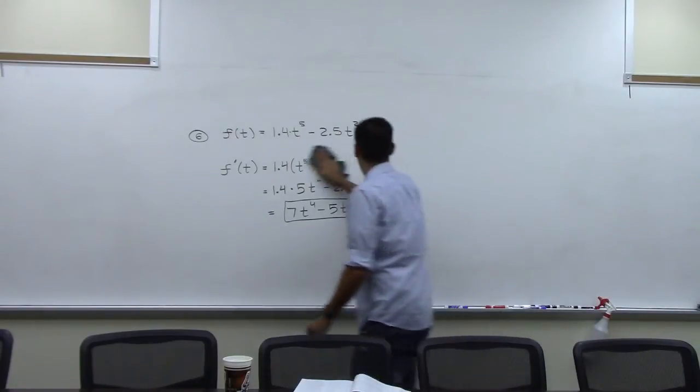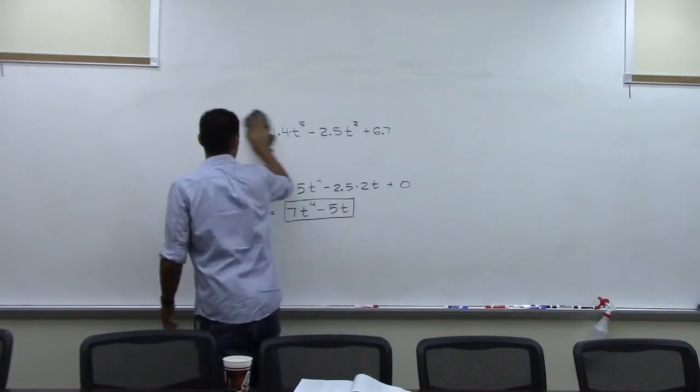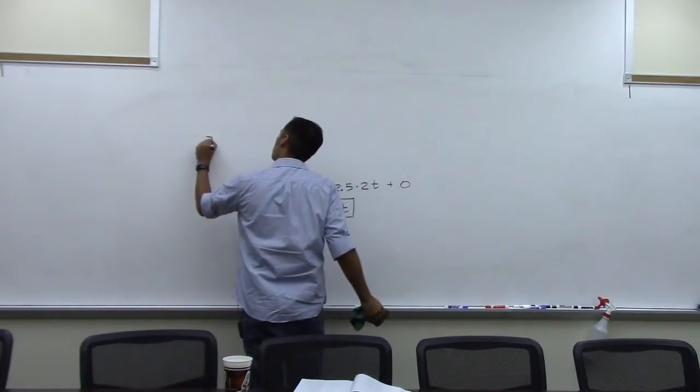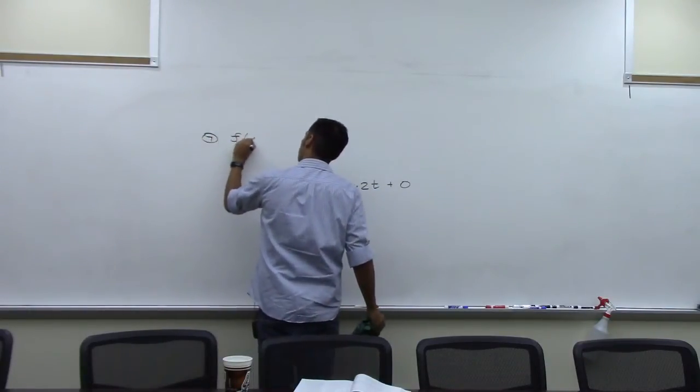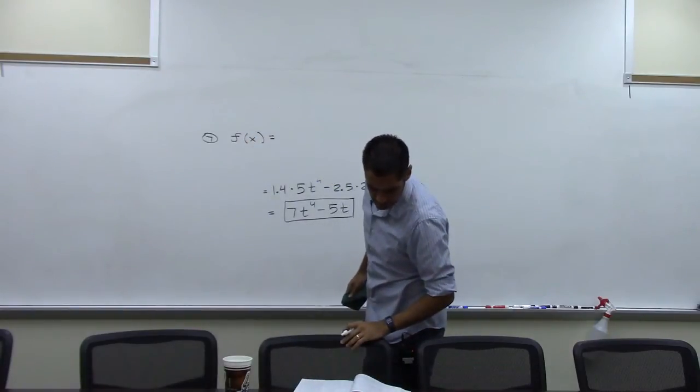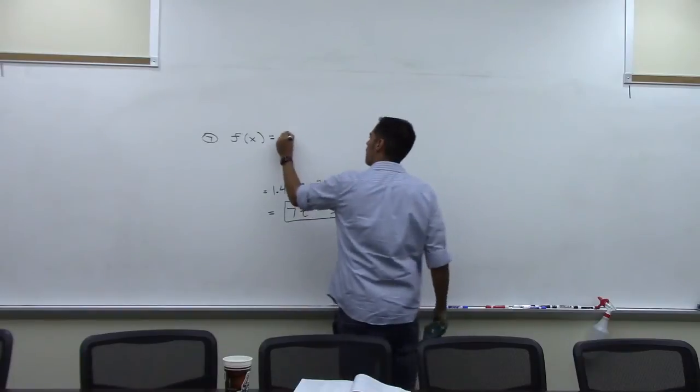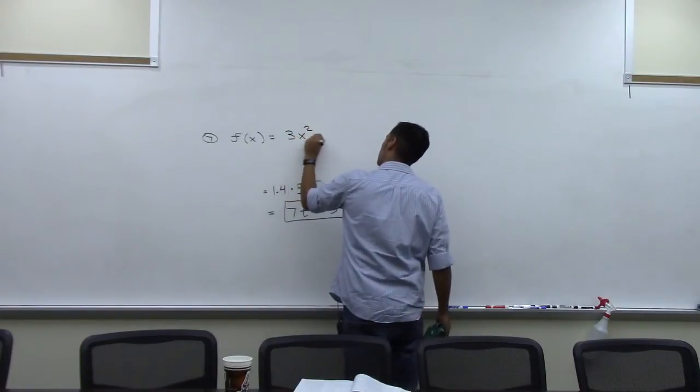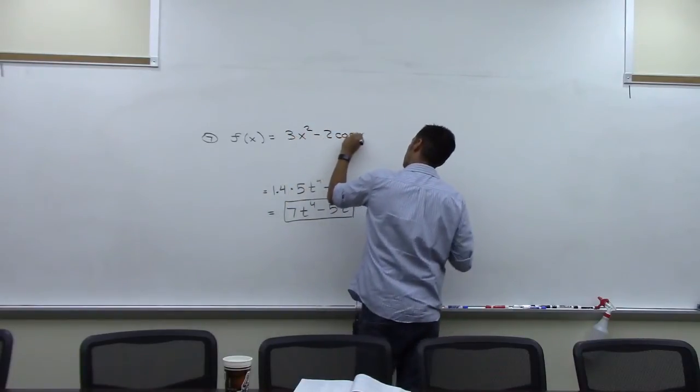Okay, moving along to number 7. F of x equals, what was it, 2x? 3x squared minus 2 cosine x.